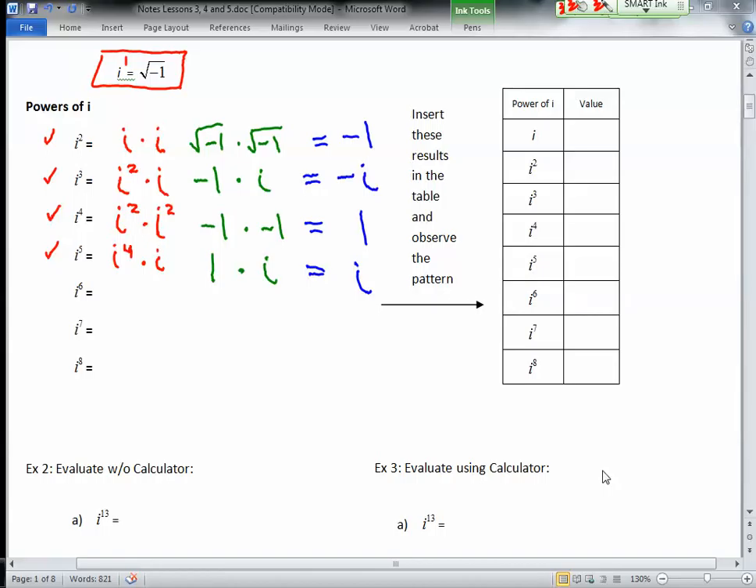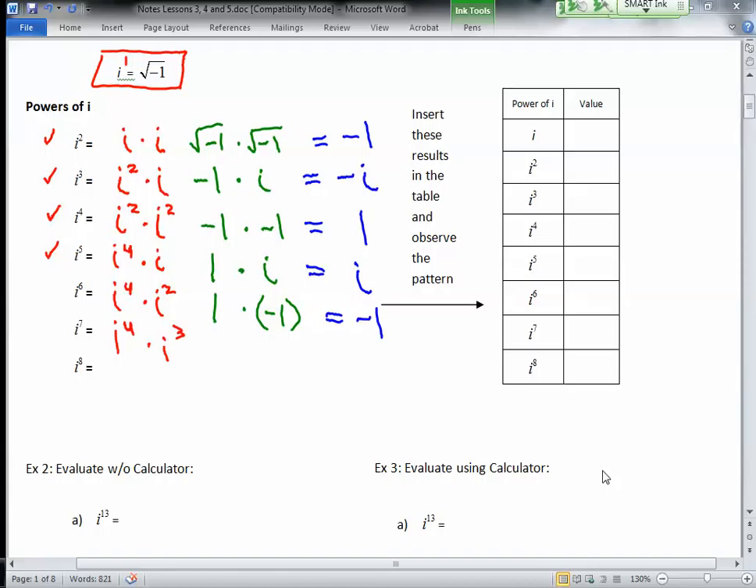So i to the sixth is going to be equal to i to the fourth times i squared. We know that i to the fourth is equal to a +1, and then i squared is a -1. So what are we going to end up with? +1 times -1 is a -1.